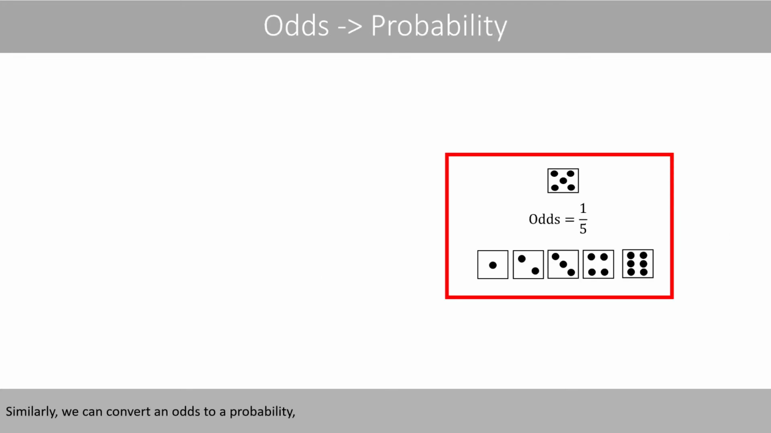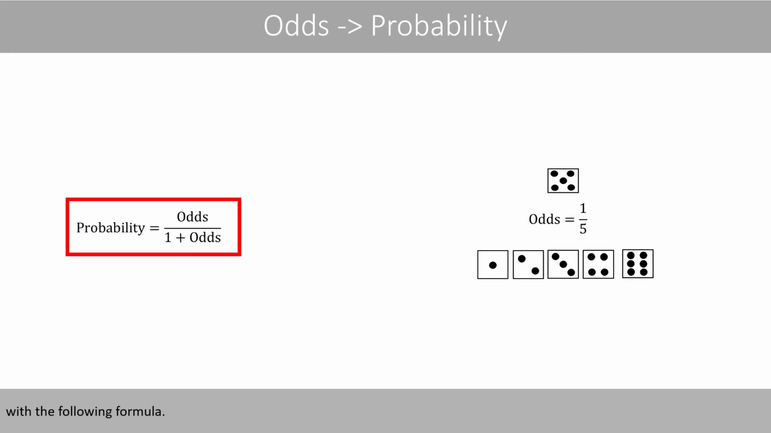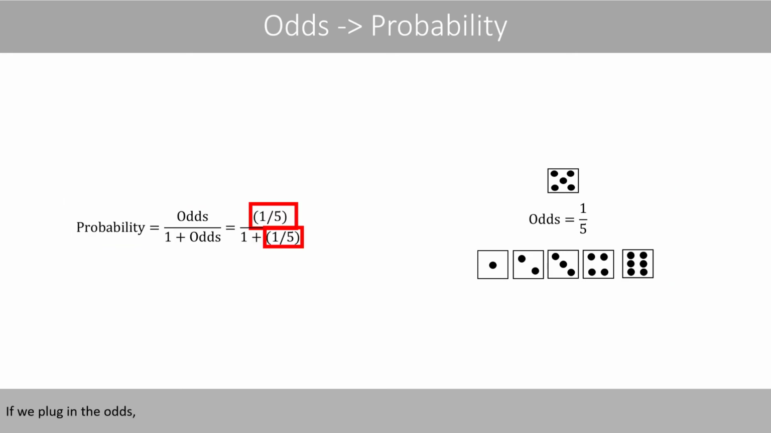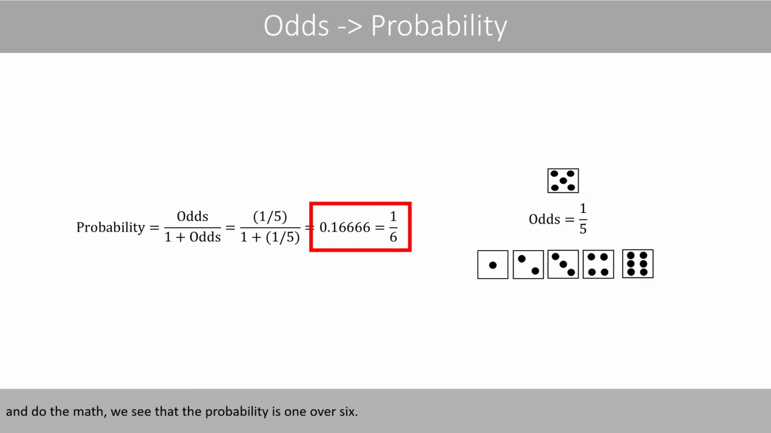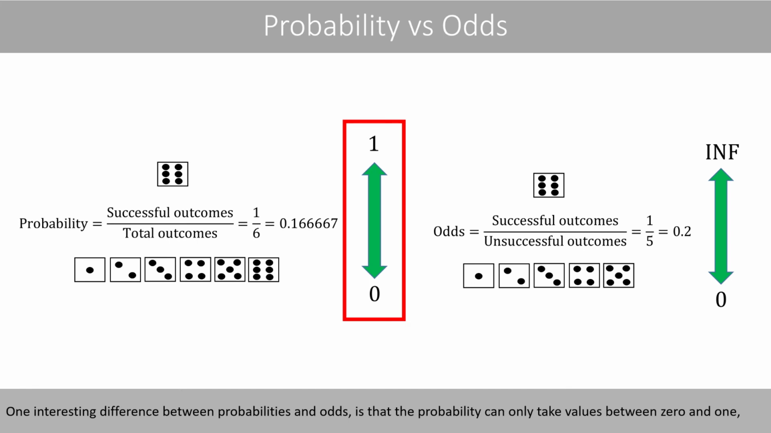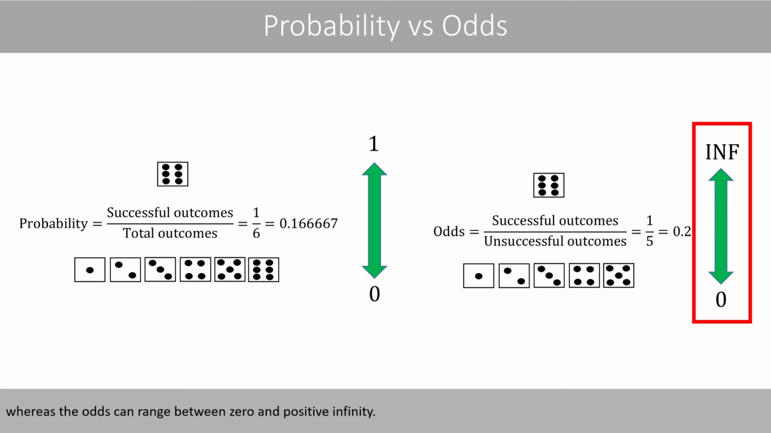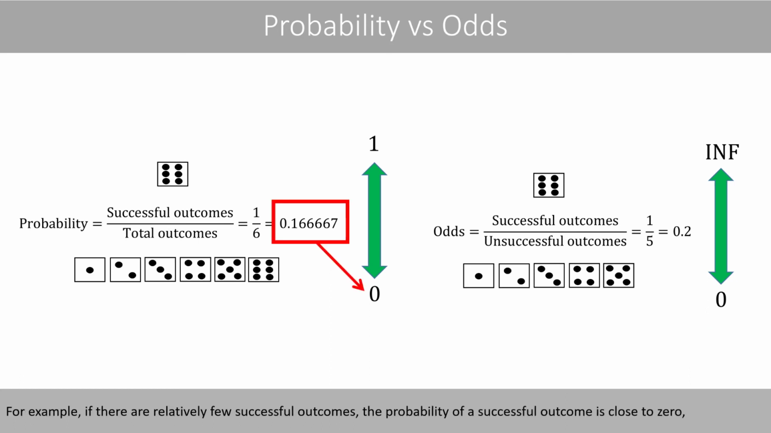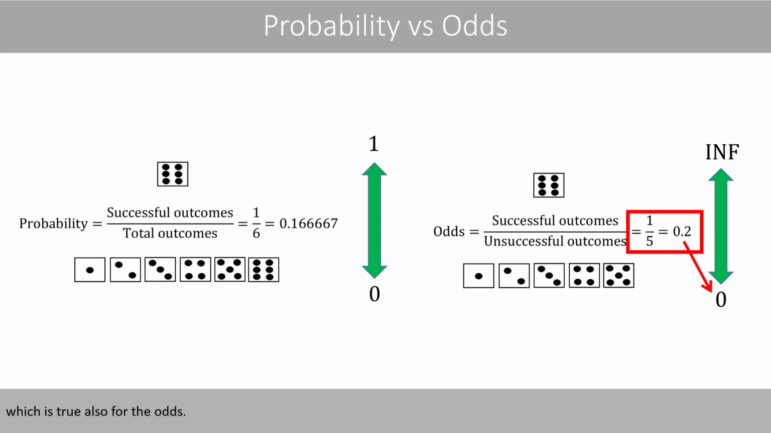Similarly, we can convert an odds to a probability with the following formula. If we plug in the odds and do the math, we see that the probability is 1 over 6. One interesting difference between probabilities and odds is that the probability can only take values between 0 and 1, whereas the odds can range between 0 and positive infinity. For example, if there are relatively few successful outcomes, the probability of a successful outcome is close to 0, which is true also for the odds.